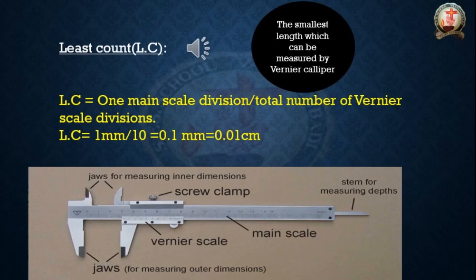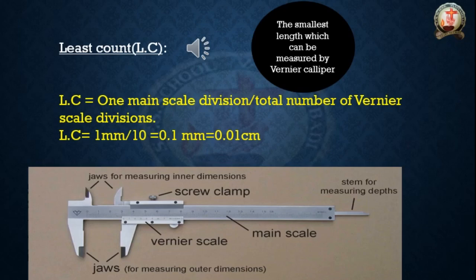Then that millimeter value is changed into centimeters. How to change millimeter to centimeter? Sorry, 1 centimeter is equal to 10 millimeters. Correct. So 1 millimeter is equal to 10 power minus 1 centimeter. So here 0.1 into 10 power minus 1 centimeter. So 0.1 into 10 power minus 1 means 0.01 centimeters.